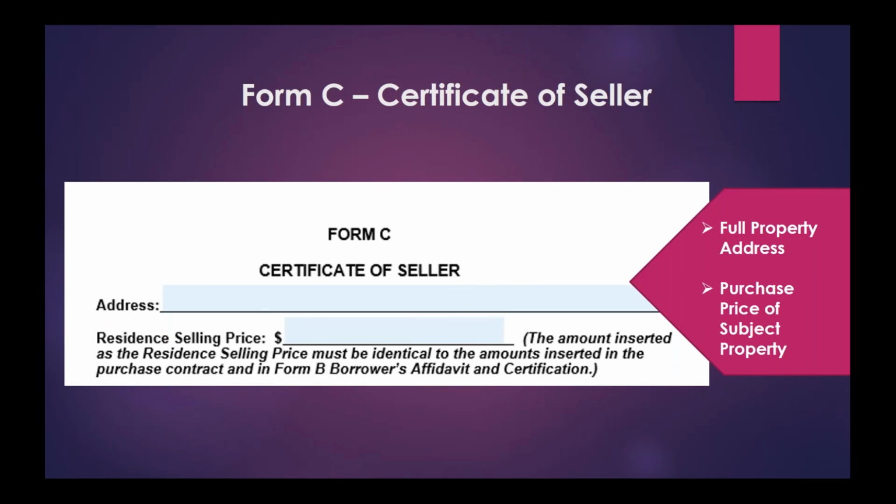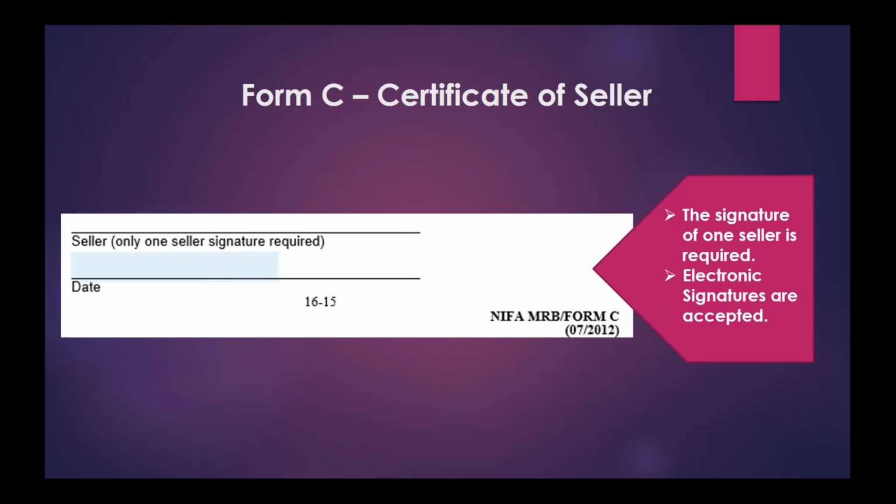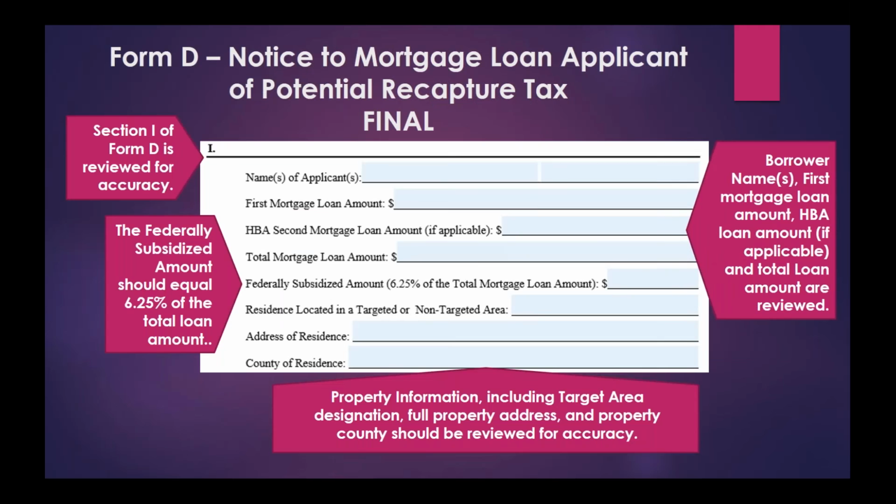Form C is the subject property address on the top, followed by the final sales price. And it needs to be signed and dated by at least one seller. But we can accept electronic signatures on that. Form D, again, is the borrowers, and then that first mortgage loan amount, just like we covered with the initial documents.